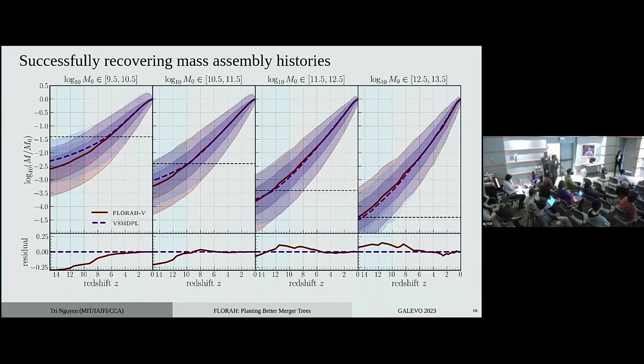I have checked the 2D distribution between the mass and the concentration.